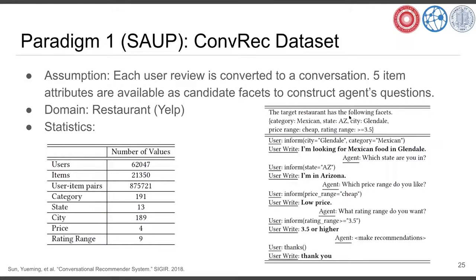And as an example shown on the right, you can see here are some facets, which you can simply think of as attributes of some item. They include categories, day, city, price range, etc. So they make such dialogue by asking questions about these facets, and the user will answer the value of these questions with respect to a certain facet. And on the left-hand side, this is the data set statistics.